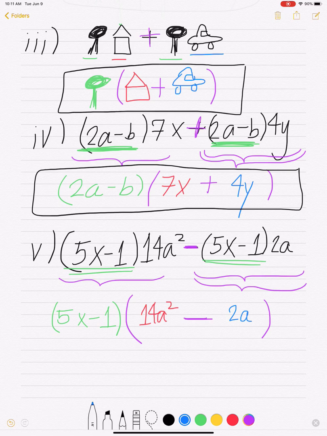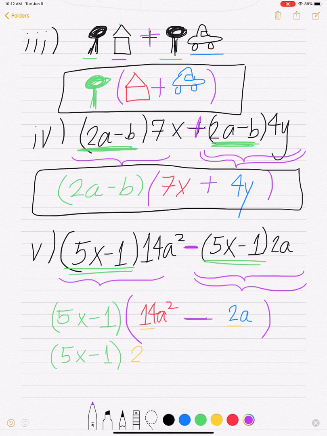Okay, so it turns out I'm not entirely done. What's in the purple parentheses? Actually, it turns out there's something in common. Is there anything in common between 14a squared and 2a? Yeah, first of all, between 14 and 2, there's a 2 in common. So I'm going to copy down my 5x minus 1 from earlier. That was my tree. But then out of 14 and 2, I'm going to take out a 2. That's the greatest common factor there.